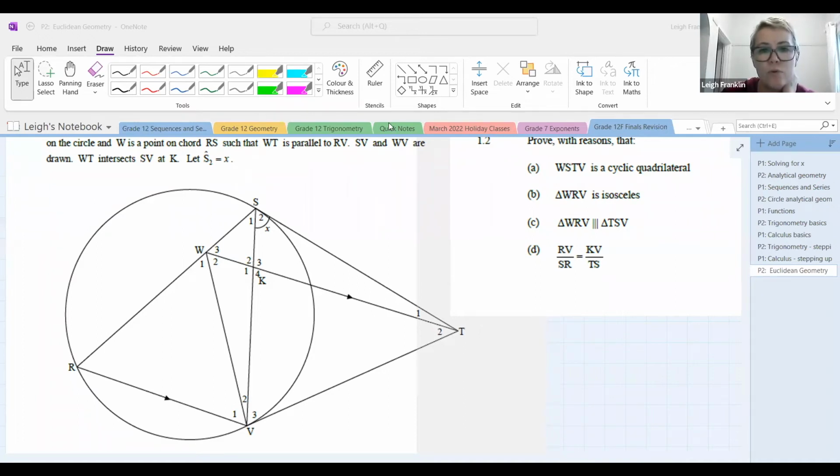That's it, angle R. Can the rest of you see this? Okay, that's it, angle R. Angle R is sitting at the circle.